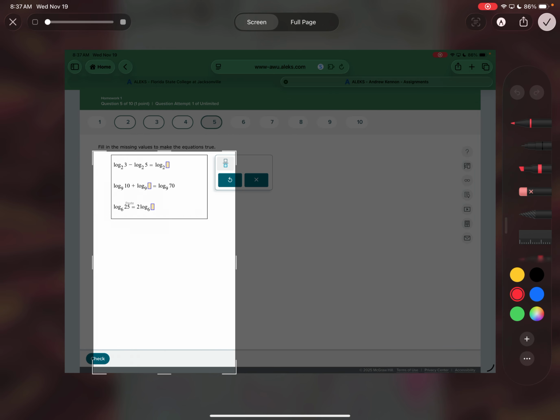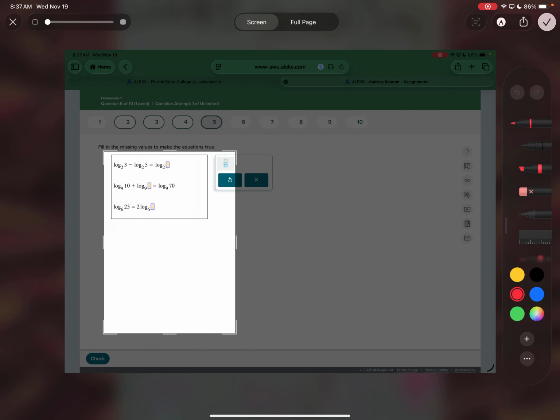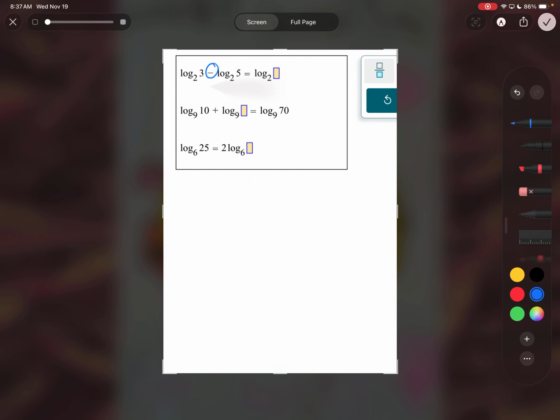So that one you do have to think about that this number is like, if I moved it up here, it would be the squared. So what number squared would give you 25? And that would be 5.